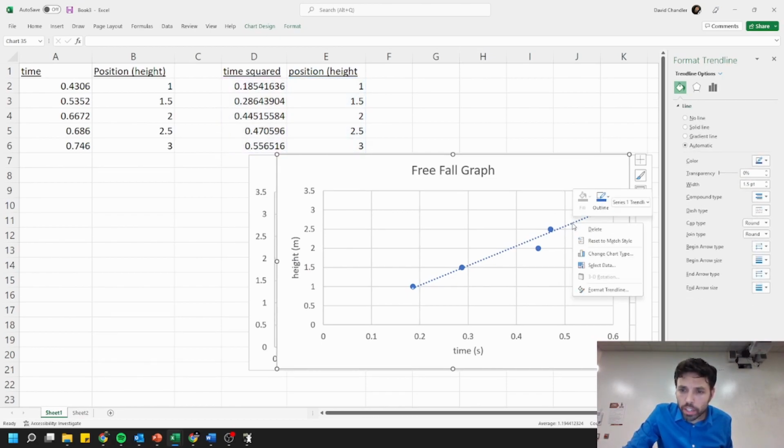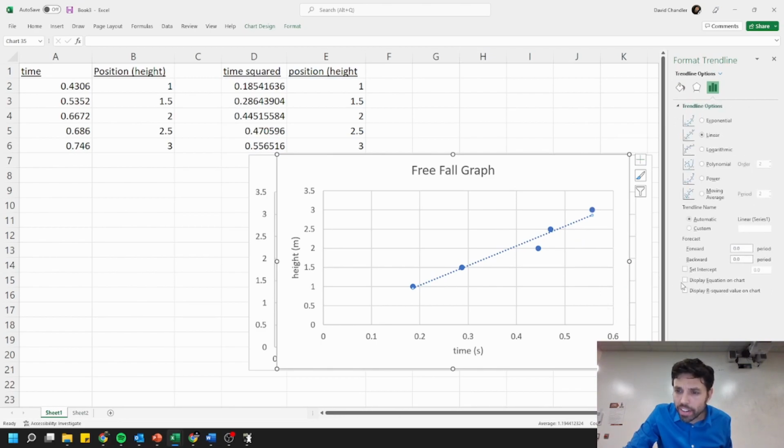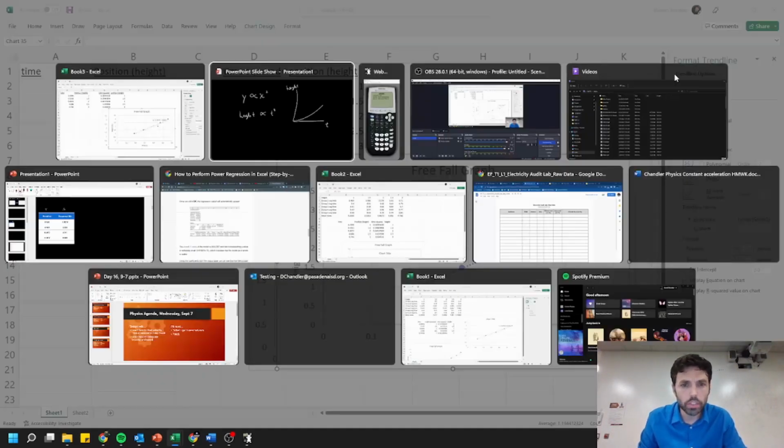I'm going to right-click on here and go to Format Trend Line and add in the equation. And there it gives me the slope. So the slope is 5.557. All right, so let's write that down. Let's just go with 5.16.